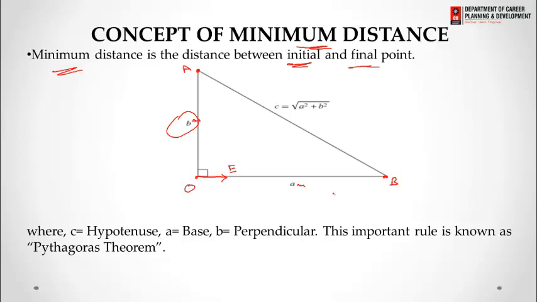Now what is the shortest distance between A and B? That is the C meters we have, which we can find by using the Pythagoras theorem, where we can say hypotenuse is the square root of P square plus B square. So this is what we use here to find the minimum distance, and the Pythagoras theorem is the most important theorem we have in the chapter of directions, where we need to find the minimum distance between the initial and the final point.